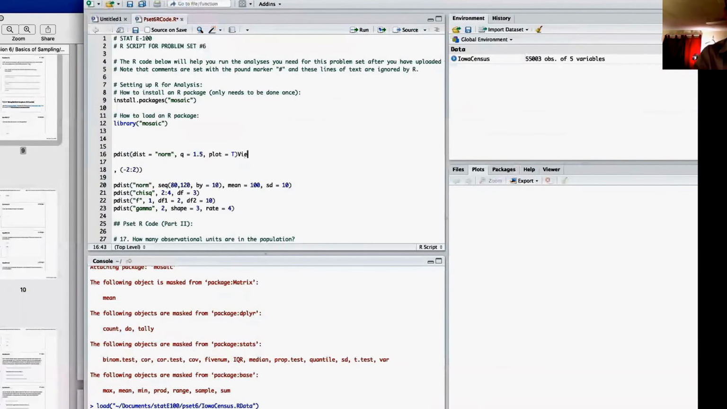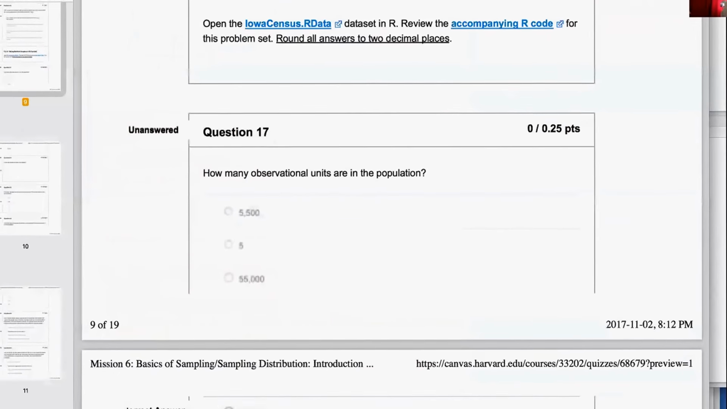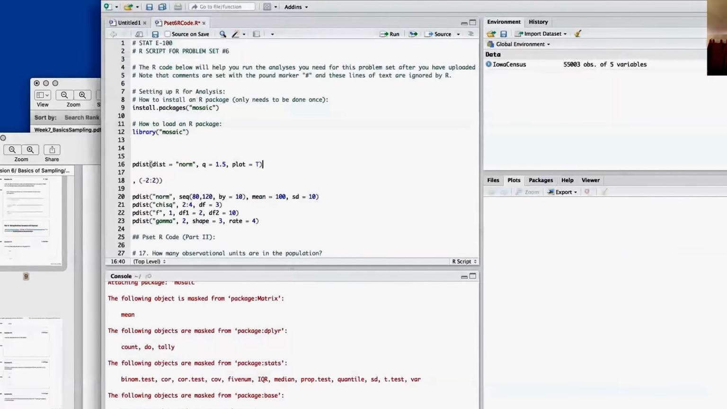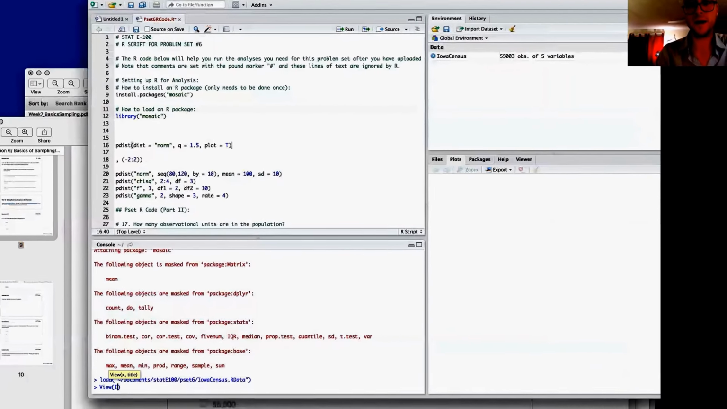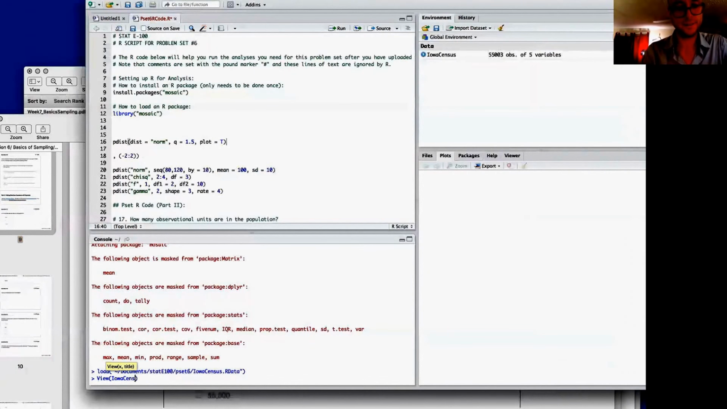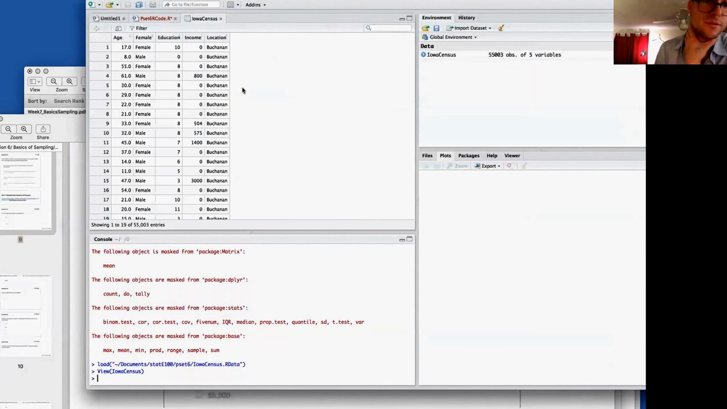Nice, we do View. Make sure you click in the console, and then you type Iowa census. Keep the View capitalization case sensitive, and then you can see those are the variables.